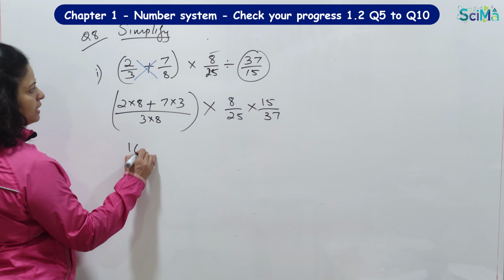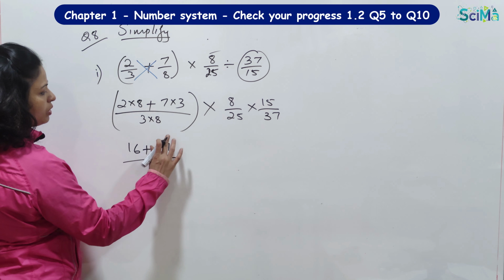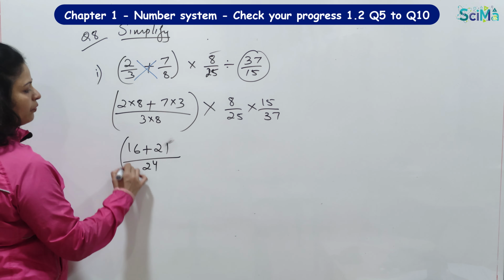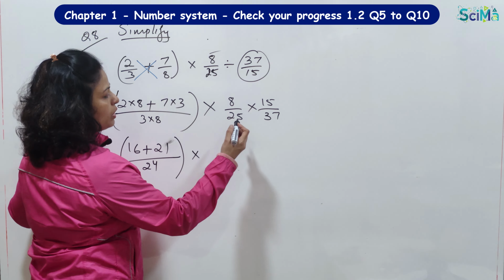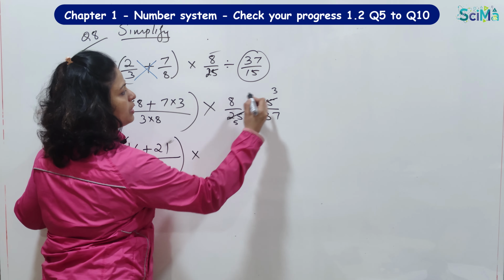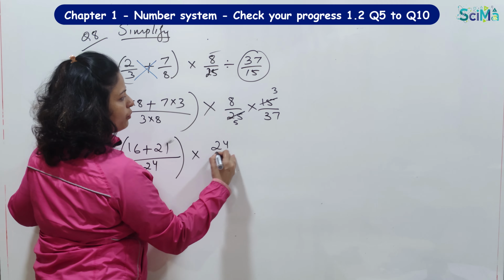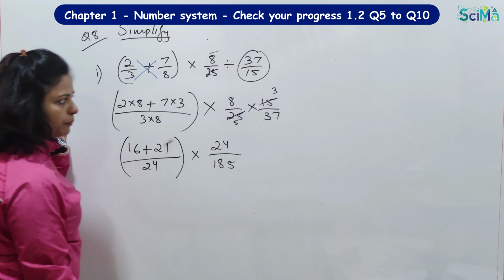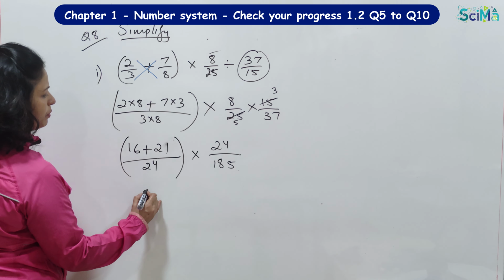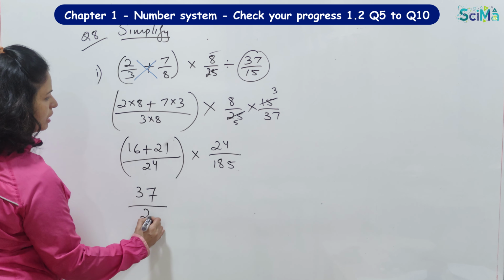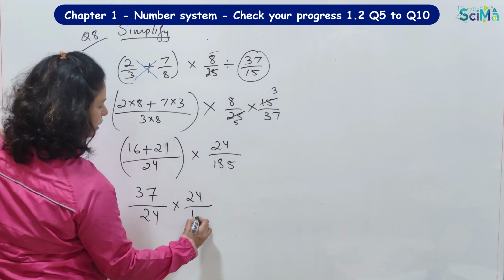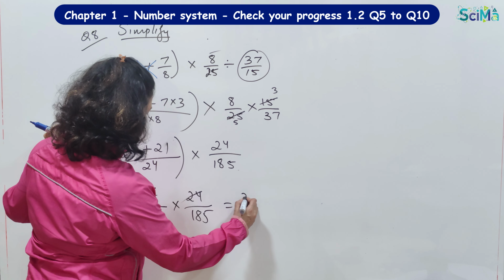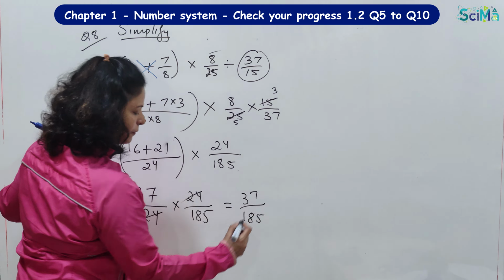Okay. So here you get 16 plus 21 by 24. And here you can do cancellations. 5 5s are 25, 5 3s are 15. So 8 into 3 is 24 and 5 into 37 is 185. Okay. Here you can add up: 37 by 24 into 24 by 185. Now here 24 gets cancelled. So your answer will be 37 by 185.